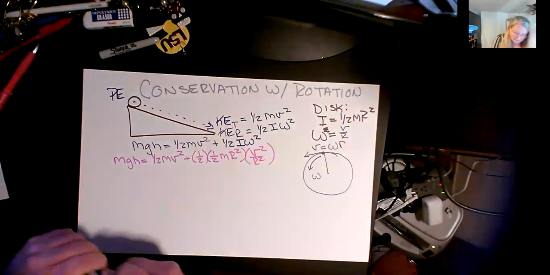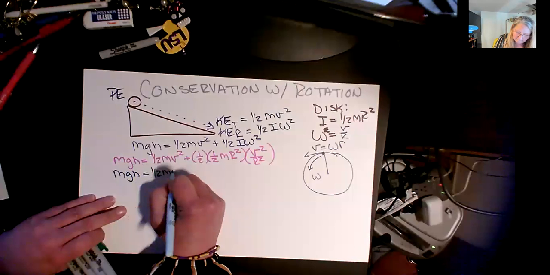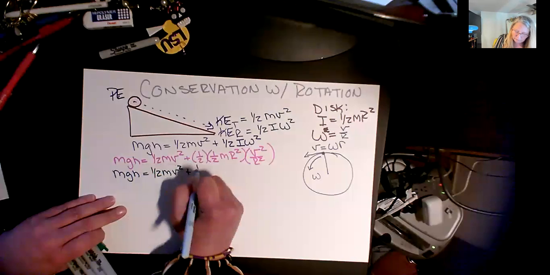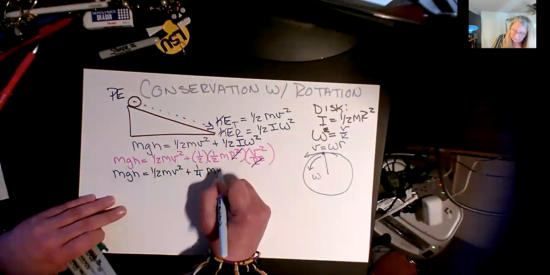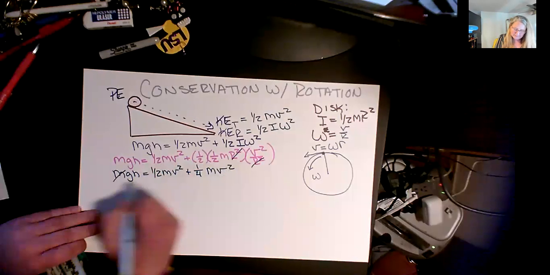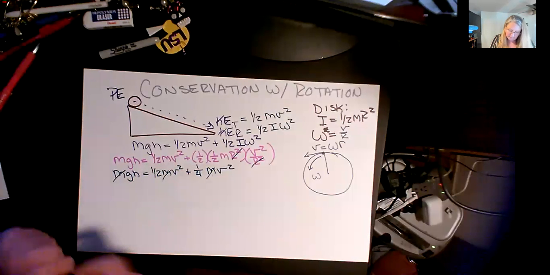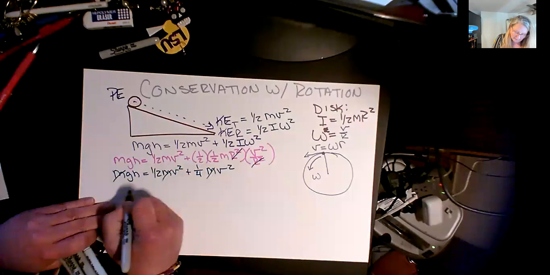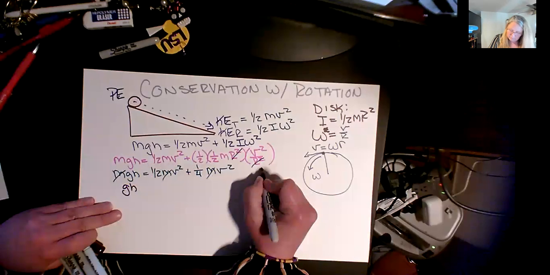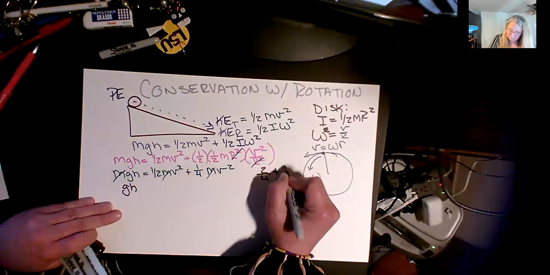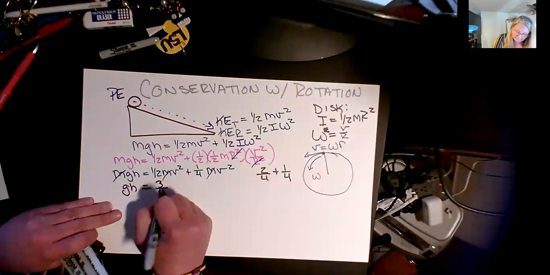So let's rewrite it. mgh equals 1/2 mv squared plus 1/4 m, oh, r's cancel, v squared. Oh, masses cancel. This is nice. Now, what do I have? I have 1/4 plus 1/2, otherwise known as 2/4 plus 1/4, otherwise known as 3/4 v squared.